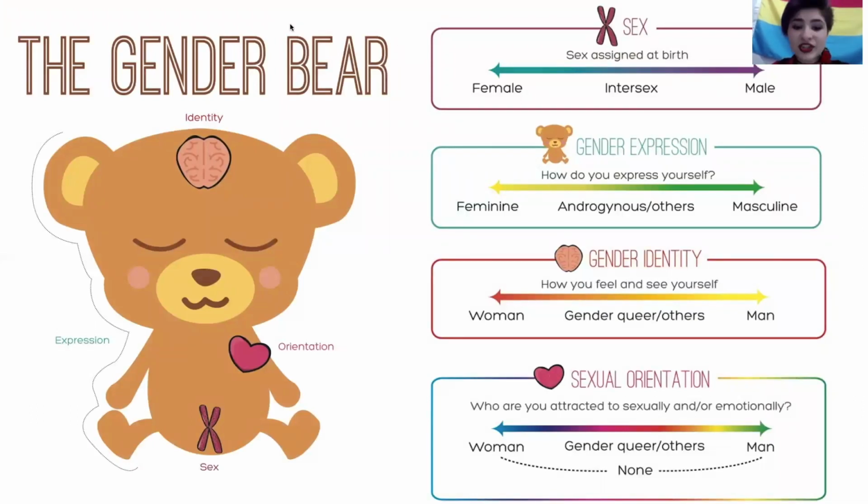So the gender bear is a good representation of the differences between sex, sexuality, gender expression, and gender identity. Sex refers to genitals, gender expression refers to what clothes you wear and how you express yourself. Gender identity refers to what pronouns and titles a person prefers. And sexual orientation is who you are attracted to romantically or sexually. Next.